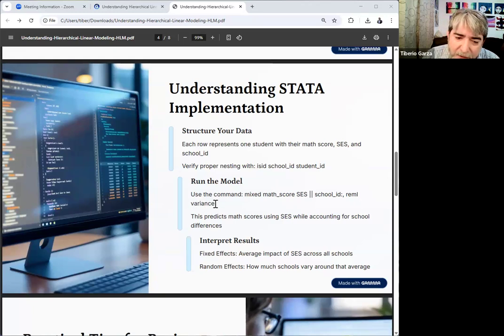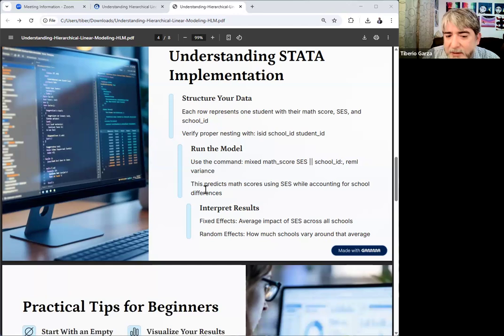Here you don't have to add this, but I added the variance. The variance is just to incorporate the covariance as well. Again, my script will have some notes for some of this. Basically, through this one line of code, we predict math scores using SES while accounting for school differences. Some things we'll get out of this are the average impact of SES across all schools, and how much schools vary around that average.